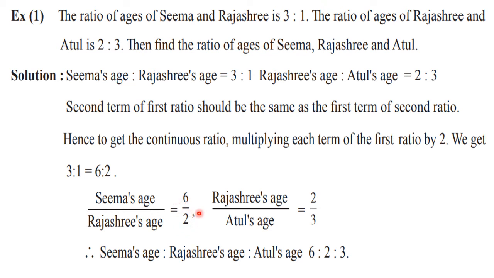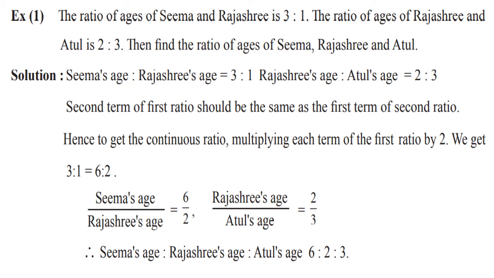What you can observe here is that now these two quantities or two terms are the same, and then we can compare all these three like this. Okay, that is Seema's age is to Rajeshri's age is to Atul's age is 6 is to 2 is to 3. We have to equate these quantities and then we can compare them. Okay, directly you cannot write 3 is to 1 is to 3. Not possible, because here we need to equate it and then only we can compare.